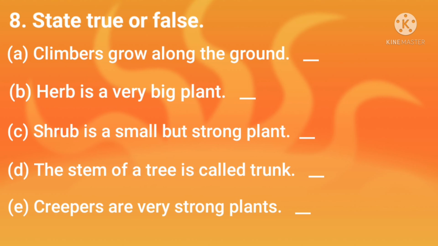Question number 8. State true or false. Number A. Climbers grow along the ground. No, it's false. Number B. Herb is a very big plant. It's false. Number C. Shrub is a small but strong plant.